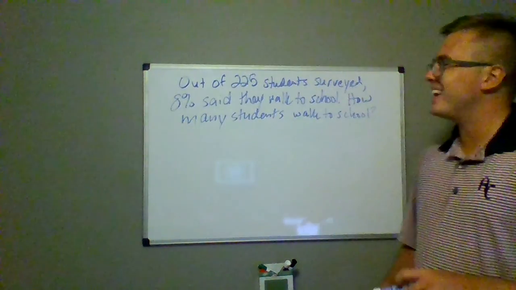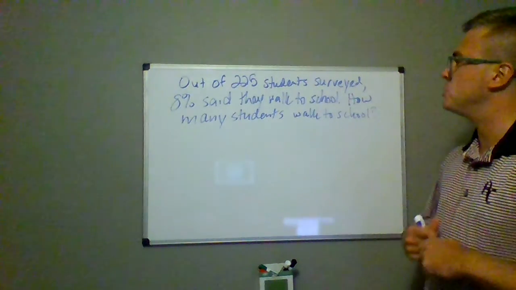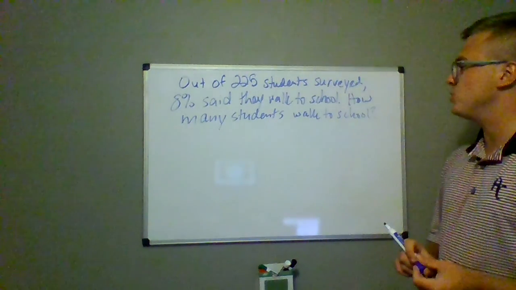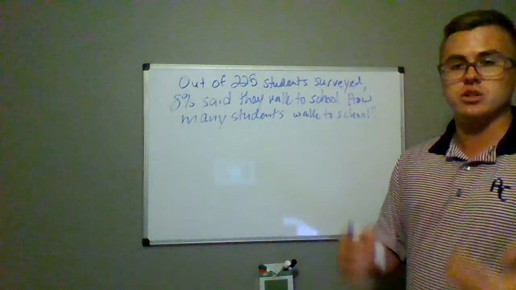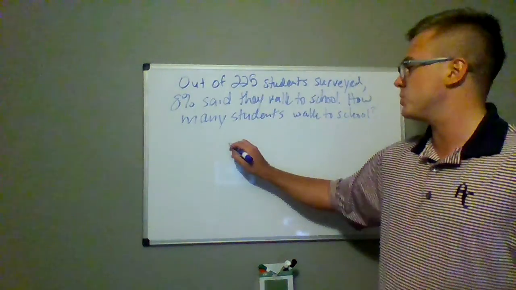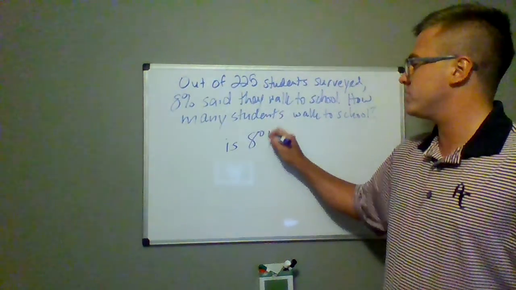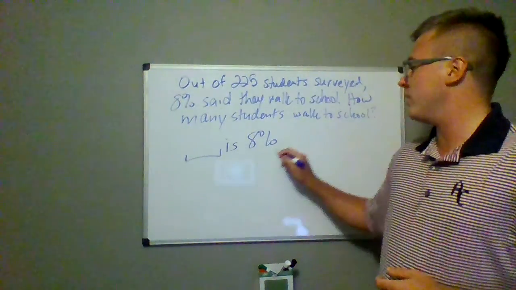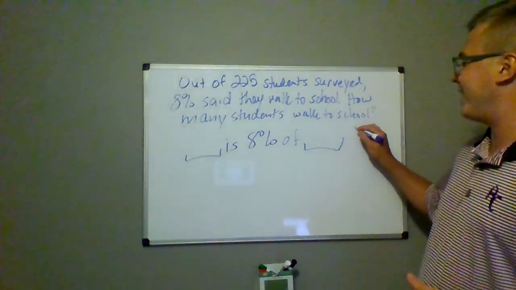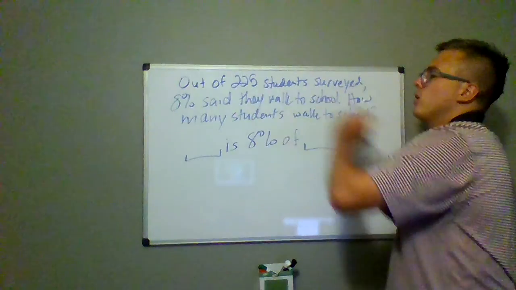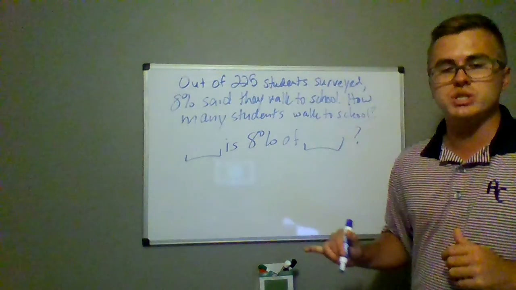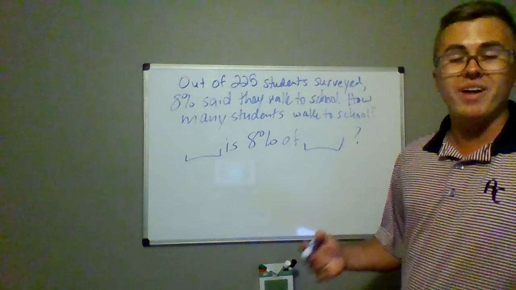Okay, our next one says, out of 225 students surveyed, 8% said they walked to school. How many students walk to school? So this one is a little bit different because they actually give you the percentage. So we already know the percentage is 8%. And then one of these two is going to be a variable and one of them is going to be a number. Out of those 225 students, 8% said that they walk. We want to know what that actual number is.